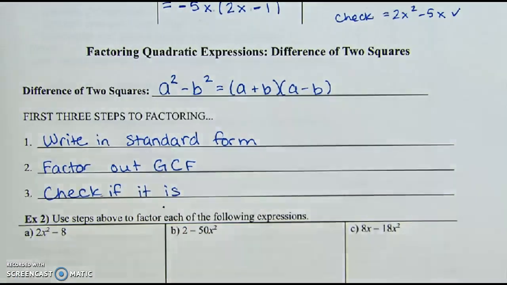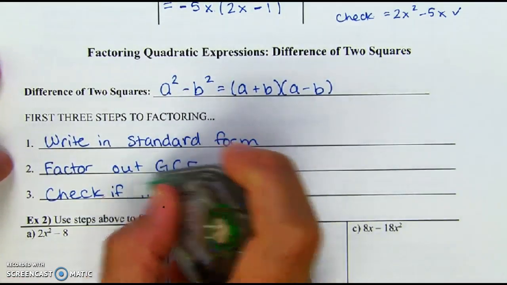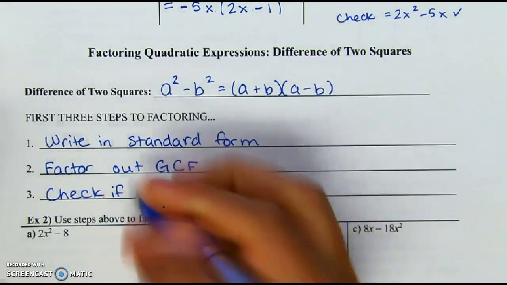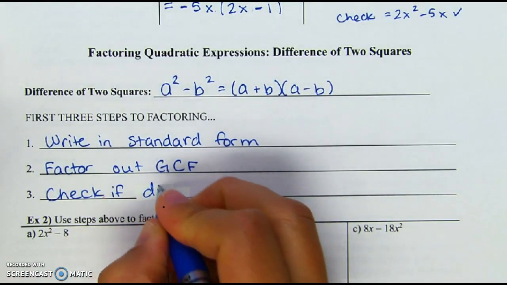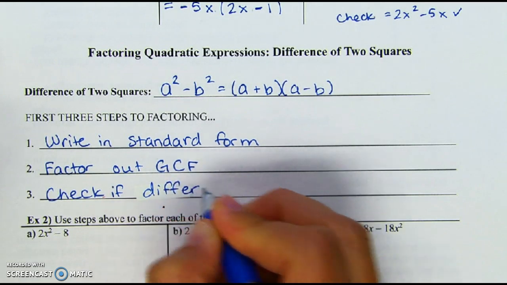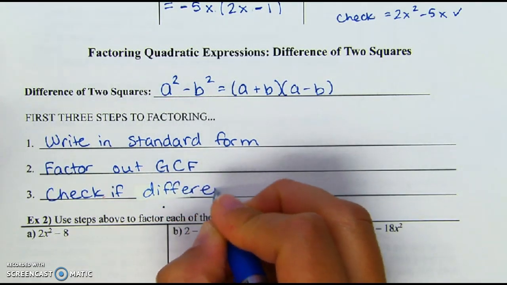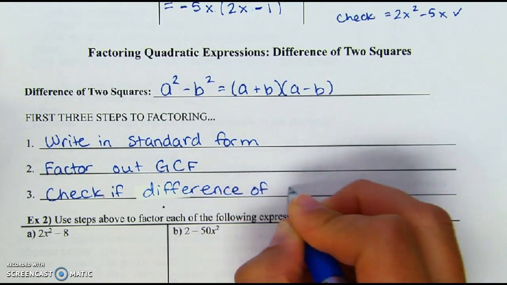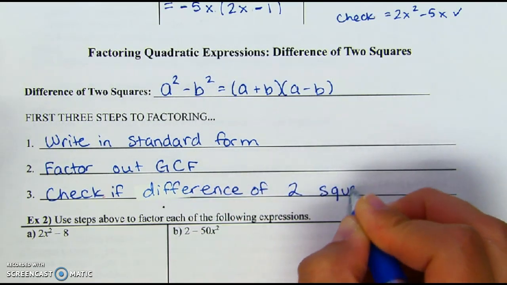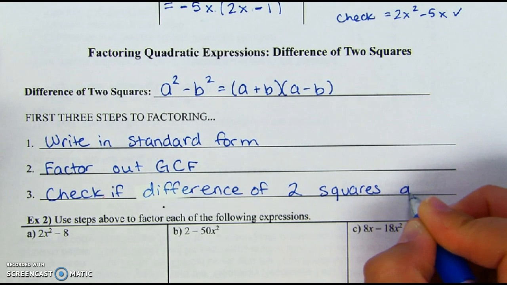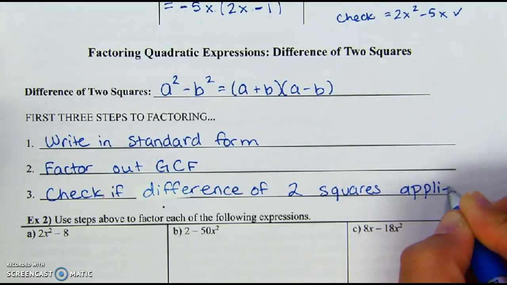We shouldn't, guess what? Rule number 1, never use the word "it." Check if difference, we don't use it in math, D-I-F-F-E-R-E-N-C-E. Difference of two squares applies. Is it a difference of two squares?